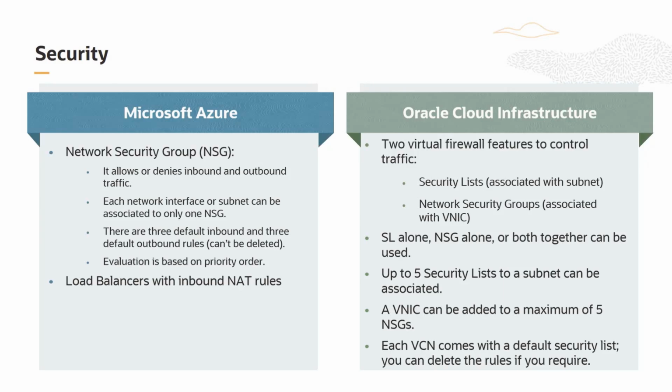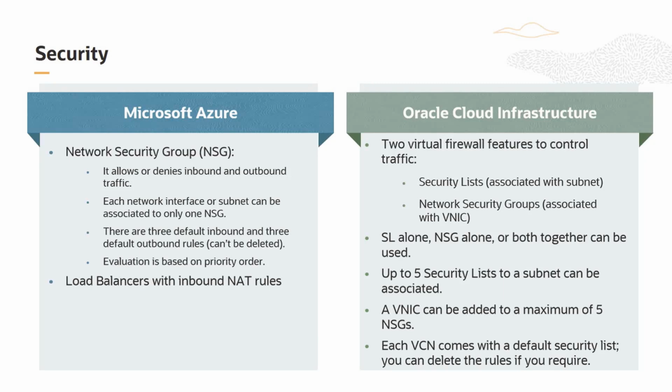In OCI, there are 2 virtual firewall features to control the traffic. The first one is security list that is associated with a subnet, and the second is network security group that is associated with a VNIC. Remember, in Azure, there is one construct NSG, and in OCI, there are 2 different constructs. So you can use security list alone or the network security group alone, or you can also use both together. If you choose to use both, the set of rules that applies to a given VNIC is the union of rules in security list and network security group.